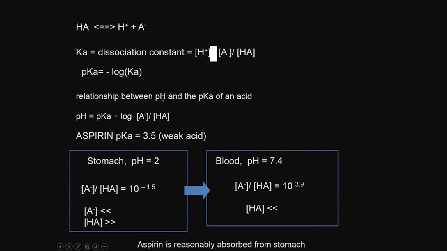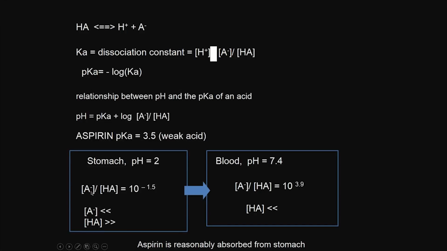There is a relationship between pH and the pKa of an acid. pH is equal to pKa plus the logarithm of A minus divided by HA, that is the undissociated form. If you want to find out about aspirin, for example, it is an acid with a pKa of 3.5, the stomach has a pH of 2, and blood has a pH of 7.4.